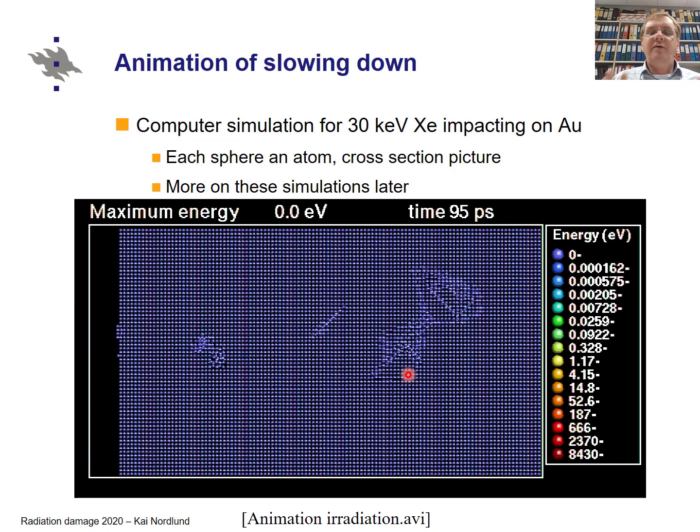Now you don't have to worry if you don't understand everything in this picture yet, because we will go through in great detail everything that happens in this picture, including what these final damage structures are. So you will during the course learn what exactly was going on here. So at this stage this is just a first illustration of ion impacts.